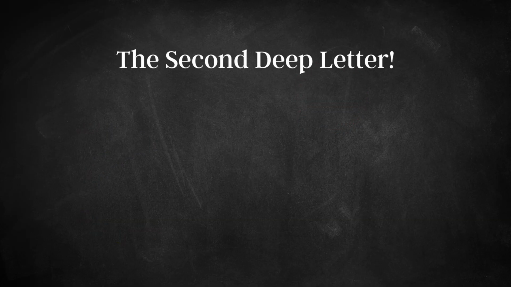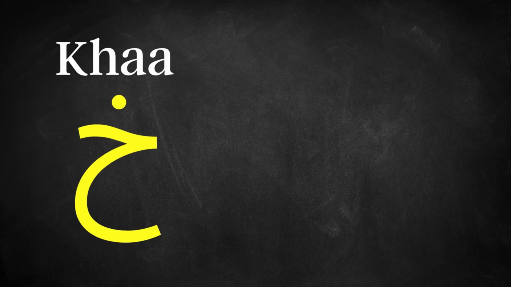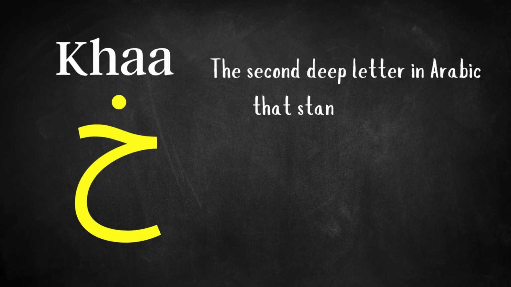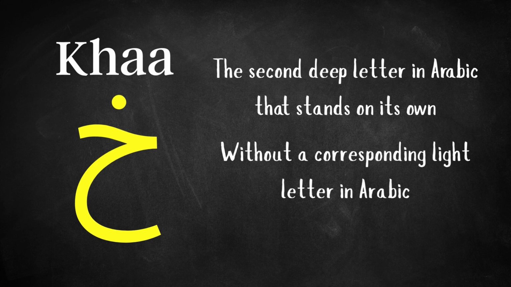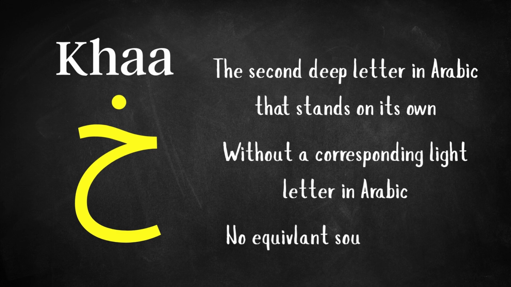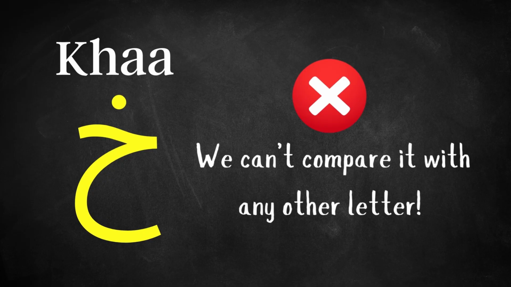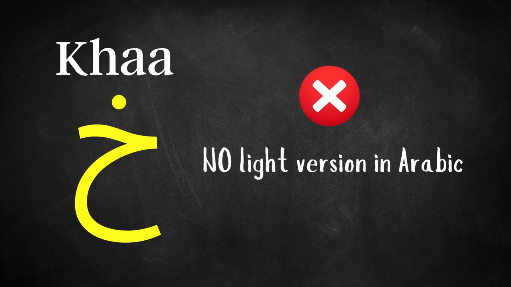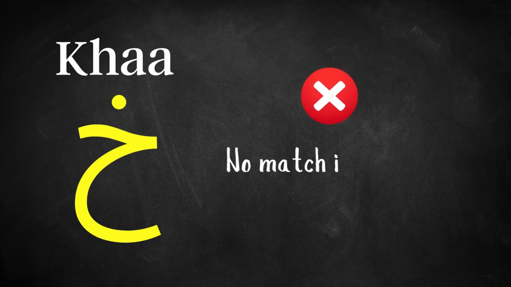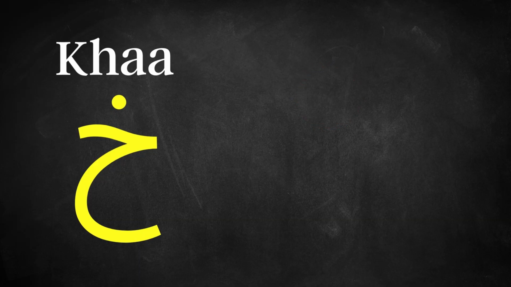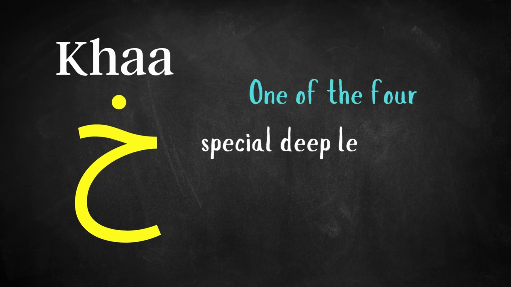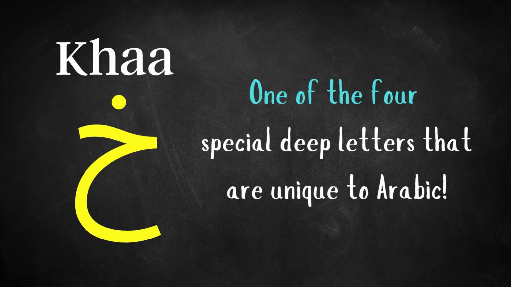Let's move on to the second deep letter, Kha. This is the second deep letter in Arabic that stands on its own, without a corresponding light letter in Arabic, and without any equivalent sound in English. So, we can't compare it to any other letter, because it has no light version in Arabic and no match in English. It is also one of the 4 special deep letters that are unique to Arabic.